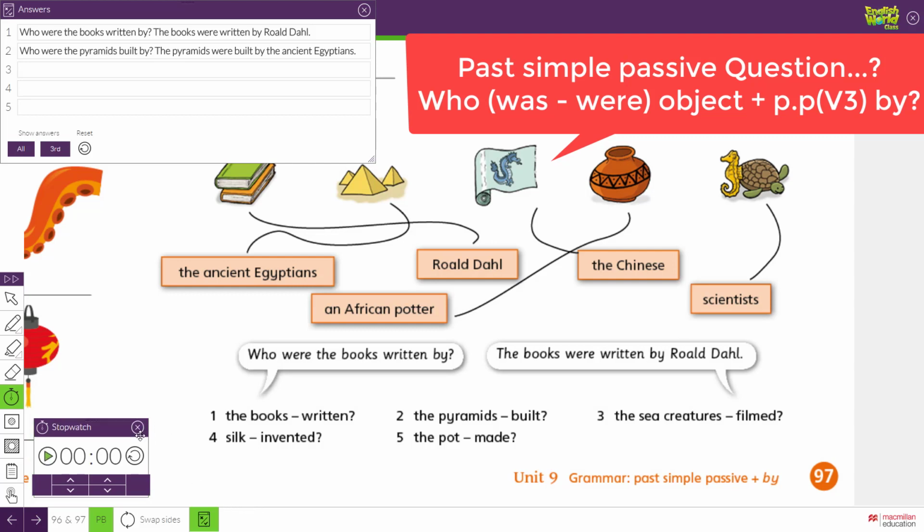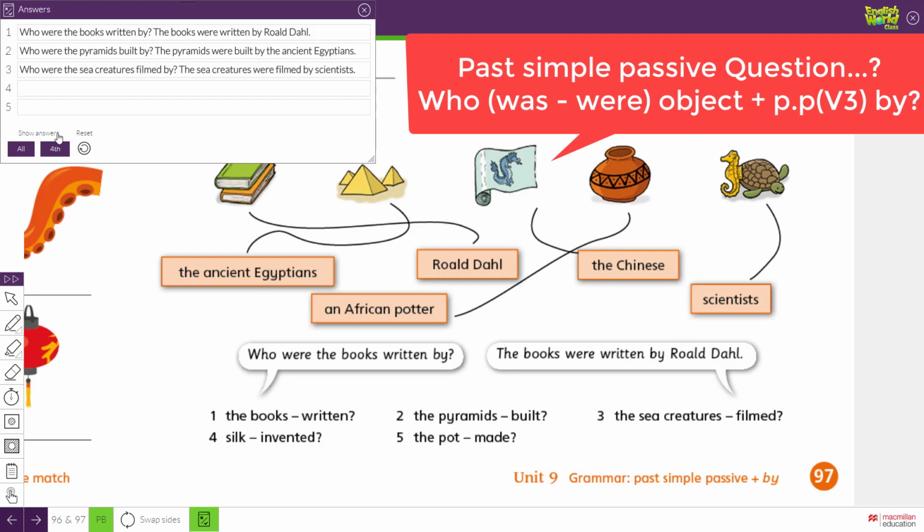Okay, pens down. Let's check your answers. Yes, number 3. We need a question using the sea creatures filmed. Who were the sea creatures filmed by? The sea creatures are plural, so we used were. The sea creatures were filmed by scientists.